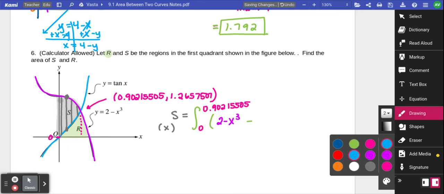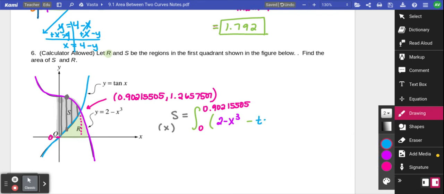And my bottom equation here is going to be tangent of x. Everything here is already in terms of x, so we're kind of good to go. We just need to make sure to put a dx at the end. And my area, S, is going to be 1.160. I'm going to use my calculator, just type that in.